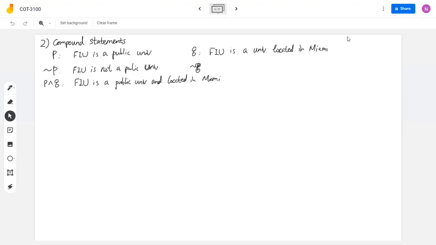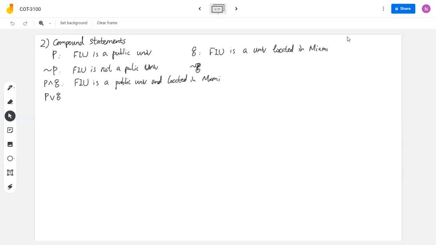And the next one is P or Q. By the way, P and Q, FIU is a public university and located in Miami, is true if and only if both P and Q are true. That means P and Q is true if P is true and Q is true, and is false if one of them is false or both of them are false.